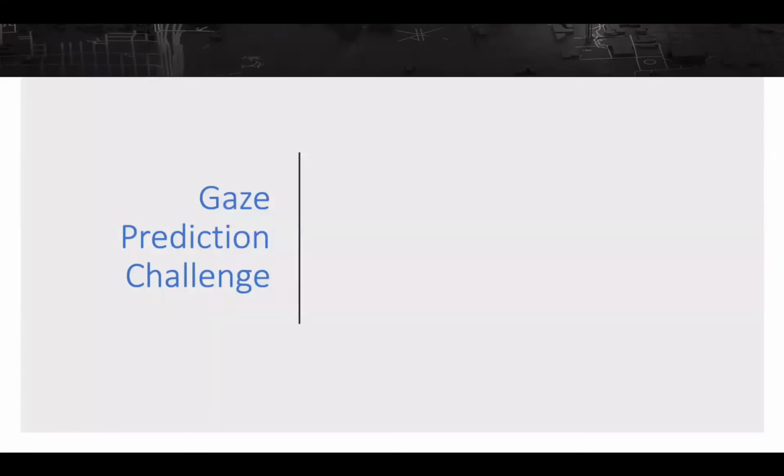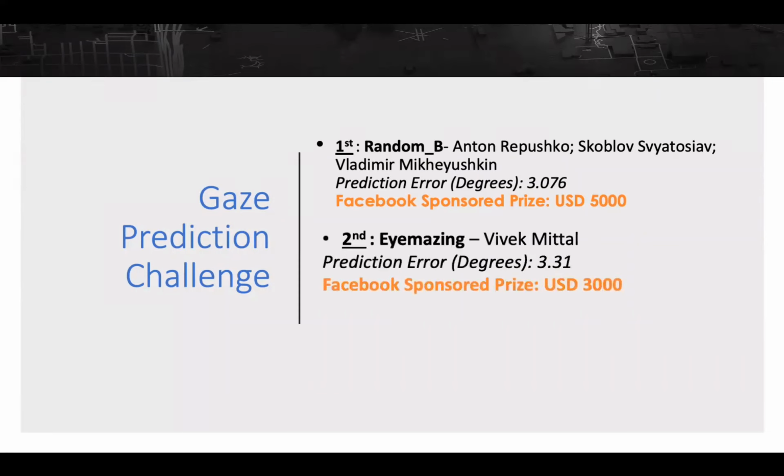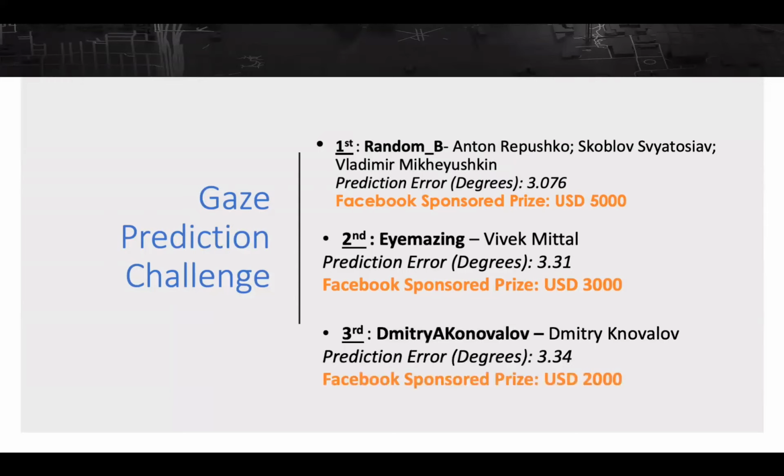And the winners for Gaze Prediction Challenge are: first place to Team Random B from Russia, represented by Anton, Svetoslav, and Vladimir. Their submitted model produced a prediction error of 3.076 on the test dataset. The second place goes to Team iMazing, represented by Vivek Mittal from India. His model produced a prediction error of 3.31. And the third place winner goes to Team Dmitry Konovalov, represented by Dmitry from Australia, and his model produces prediction error of 3.34.